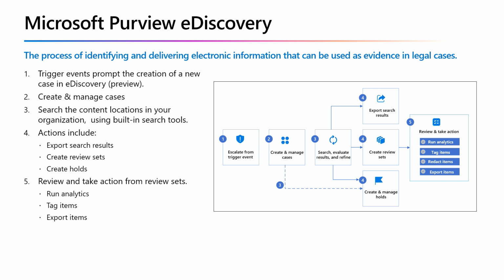This search is going to show a list of results, and you can take some types of actions like exporting the search result, creating a review set, or creating a hold. Then you can review and take actions from the review sets.